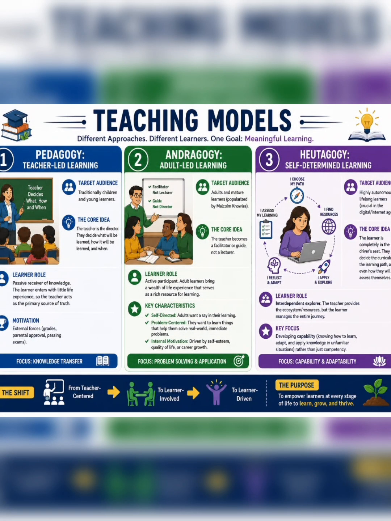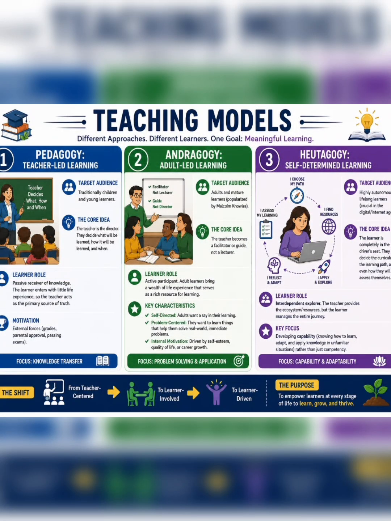Let's start with a model we all grew up with in column 1: pedagogy, or teacher led learning. Traditionally aimed at children and young learners, the core idea here is that the teacher decides what, how, and when something is learned. The teacher acts as the director and the primary source of truth. As you can see under the learner role, students enter as passive receivers of knowledge with little life experience to draw from. Their motivation is driven by external forces like grades, parental approval, or just passing an exam.